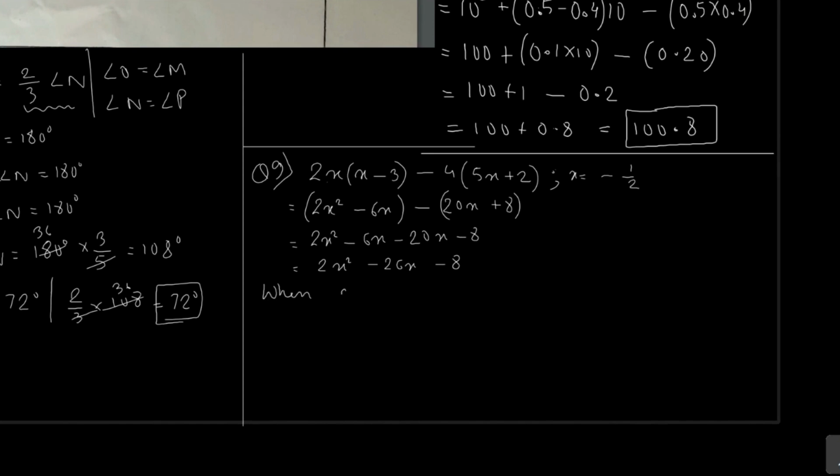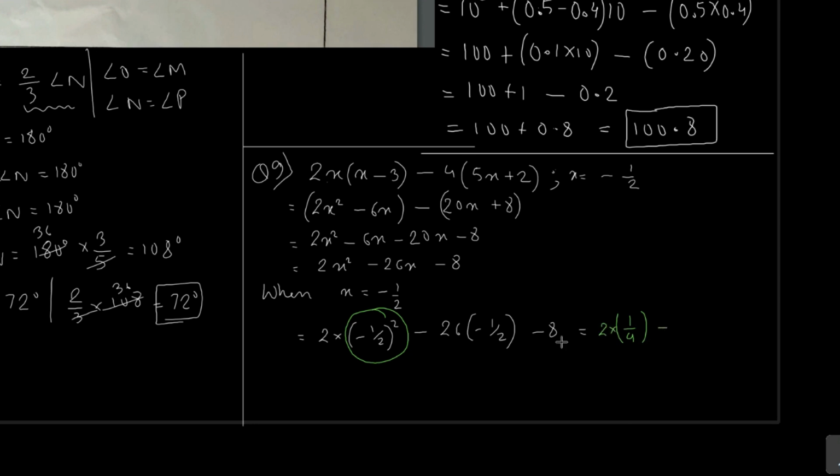When x is equal to negative 1 upon 2, it would give me 2 times (negative 1 upon 2) square minus 26 times (negative 1 upon 2) minus 8. So this whole part becomes, the square of negative 1 becomes plus 1, and the square of 2 becomes 4. So inside the bracket I have 1 upon 4, and outside I have 2 multiplied.